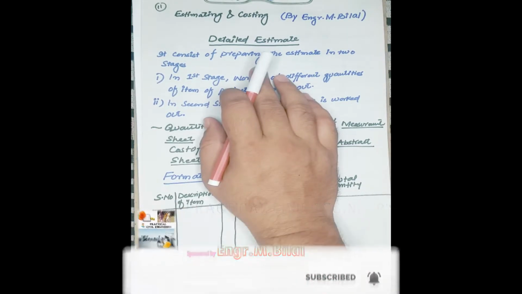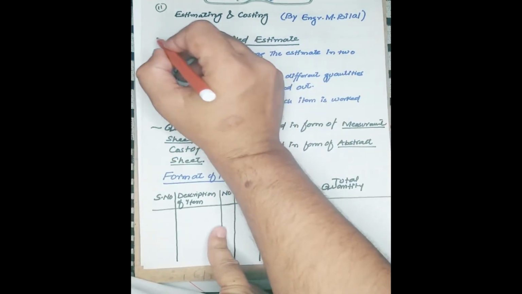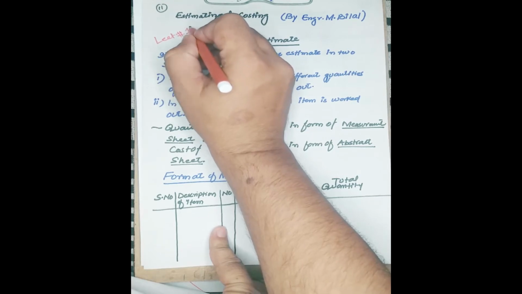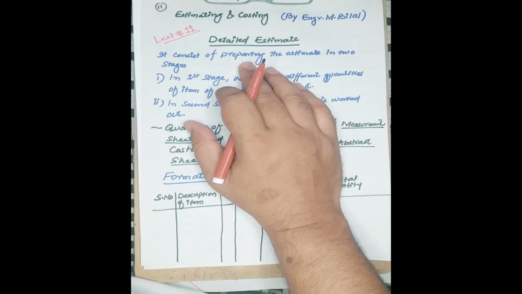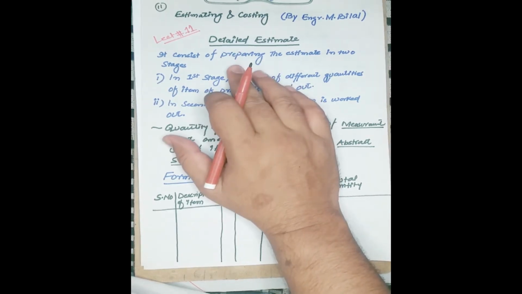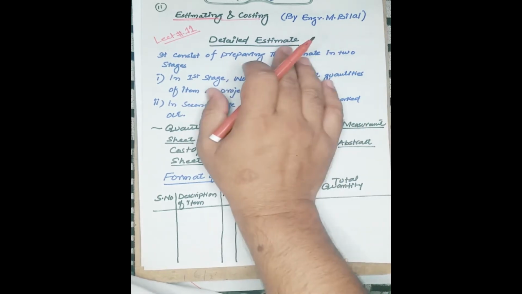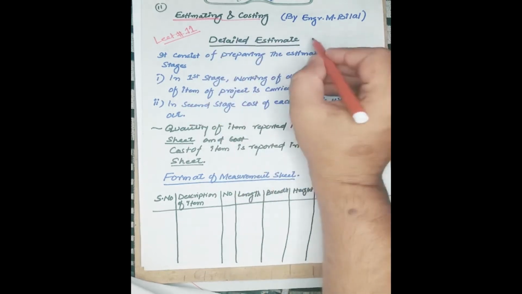Viewers, in today's lecture, this is lecture number 11. I will also share the links of the previous 10 lectures in the description. Our topic today is the detailed cost estimate, or detailed estimate.